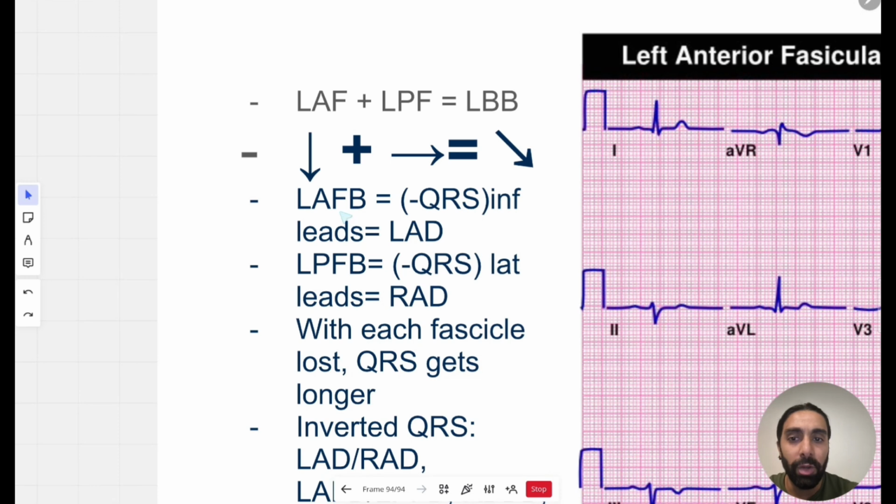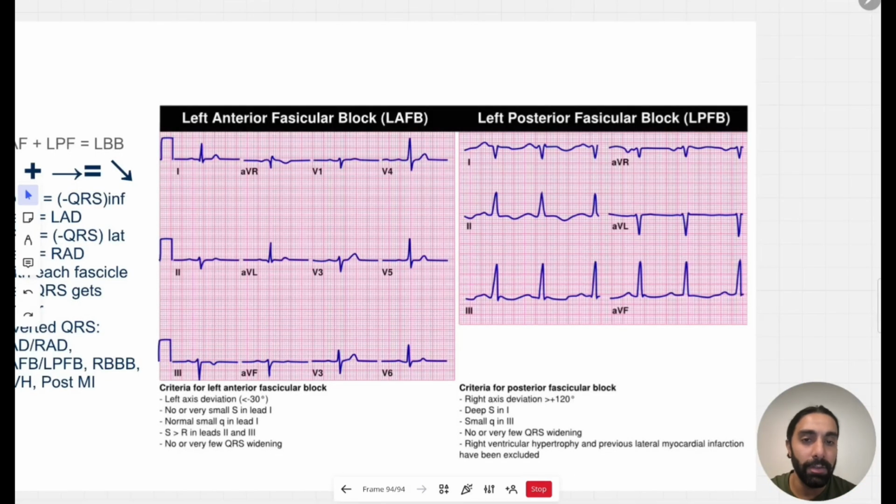So if you have a left anterior fascicular block, then you're going to have negative QRSs in the inferior leads, or a left axis deviation. And if you have a left posterior fascicular block, which is less common, you're going to have the QRS negative in the lateral leads or a right axis deviation associated with it. And this is just here for you to review. This is probably low yield as well.